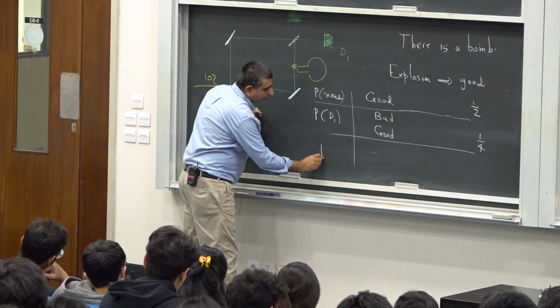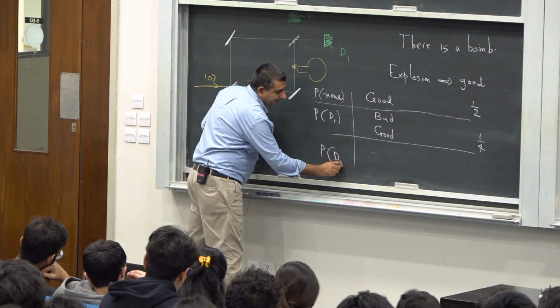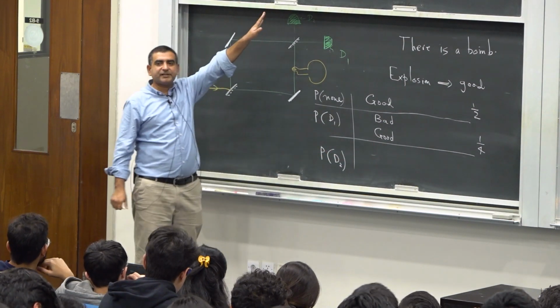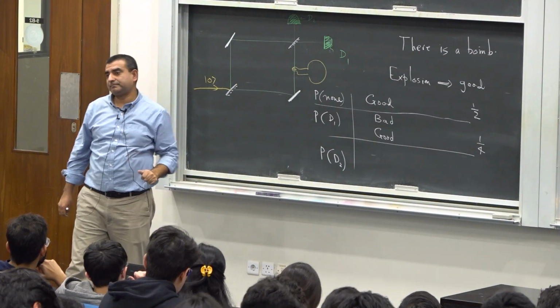All right, so what about the probability that D2 clicks? Now in a balanced interferometer, this probability were 0.